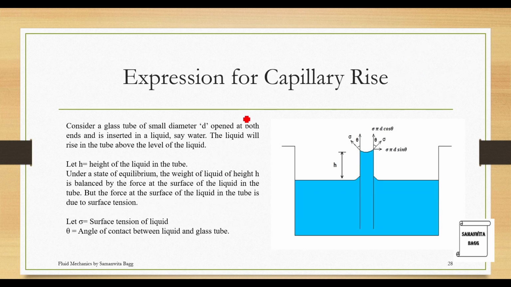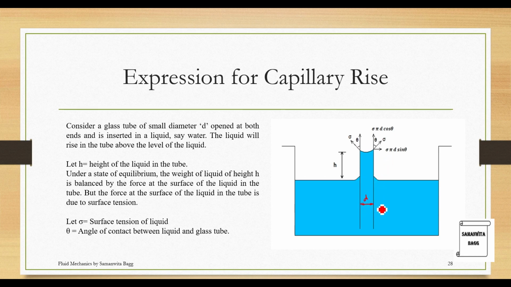Next, we'll talk about the expression for capillary rise and for fall. We'll start with the expression for capillary rise. So here you can see a container which is containing some liquid. We are talking essentially about water. Consider a glass tube of small diameter D, open at both ends, inserted in a liquid. As you can see, this is the capillary tube or the glass tube that we have inserted. The diameter of this tube is going to be D.